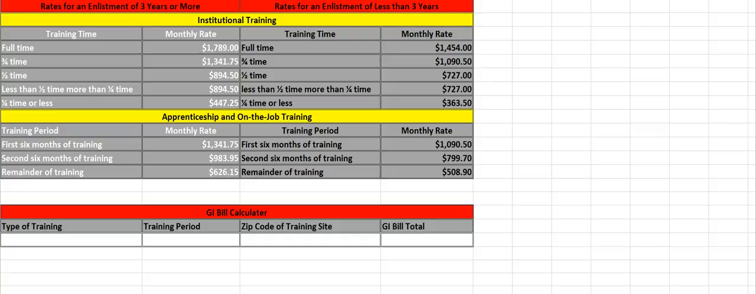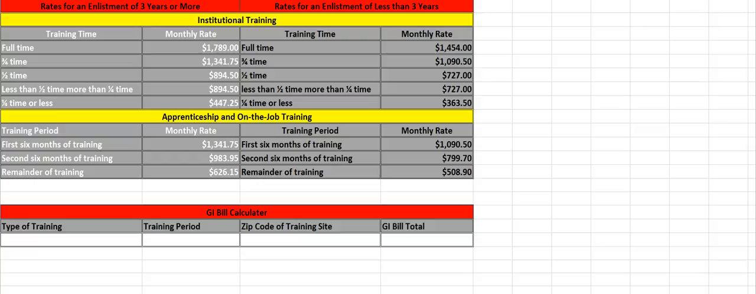In our final spreadsheet, we have the NPV GI Bill calculator. In the above chart, we have the training schedule based on years of enlistment. On the left side, in the white, are the rates for an enlistment of 3 years or more, whereas on the right, in the black, are rates for enlistment of less than 3 years. This chart is broken down by training time, monthly rate, as well as the training.